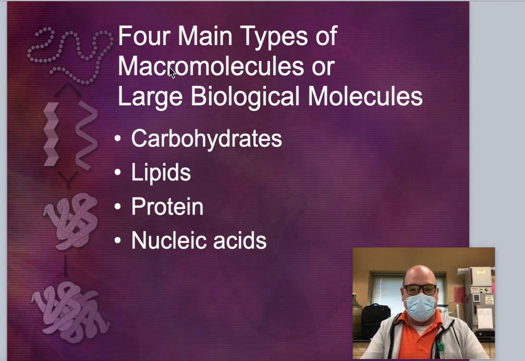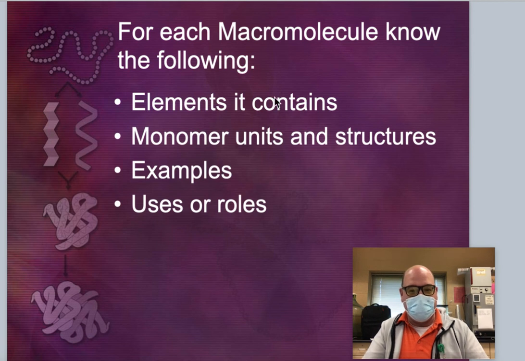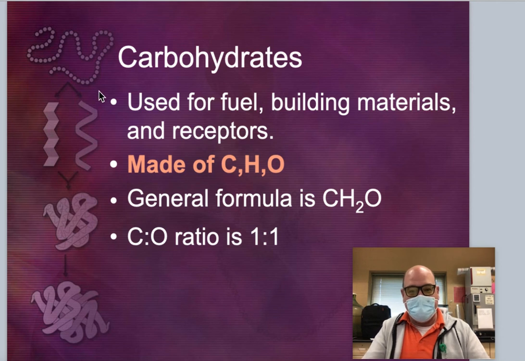You don't have to write these down if you're taking notes, but we're going to go over each one. For each of those four, we're going to look at the elements it has, the individual units, and some examples. We're also going to look at what it does in organisms, whether they're mammals or plants or whatever. So the first one we're going to talk about is carbs. Okay. You know what? I'm going to stop here and then I'll start a new video.